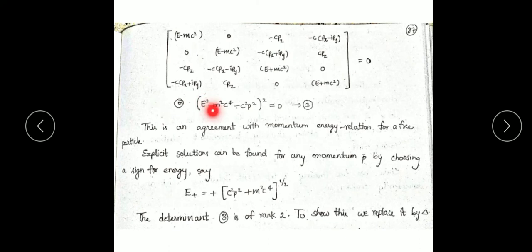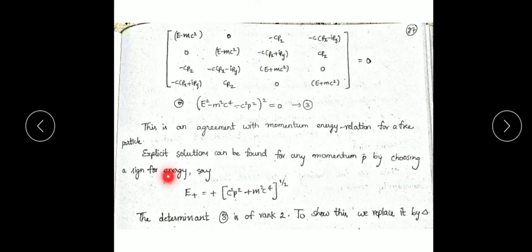Finally we would get this. After finding the determinant, (E² − m²c⁴ − c²p²)² equals 0. This is in agreement with the momentum-energy relation for a free particle. This is the energy-momentum relation from the relativistic case: E is the total energy, equal to the square root of p²c² plus m²c⁴. From that we get the relativistic energy equation.